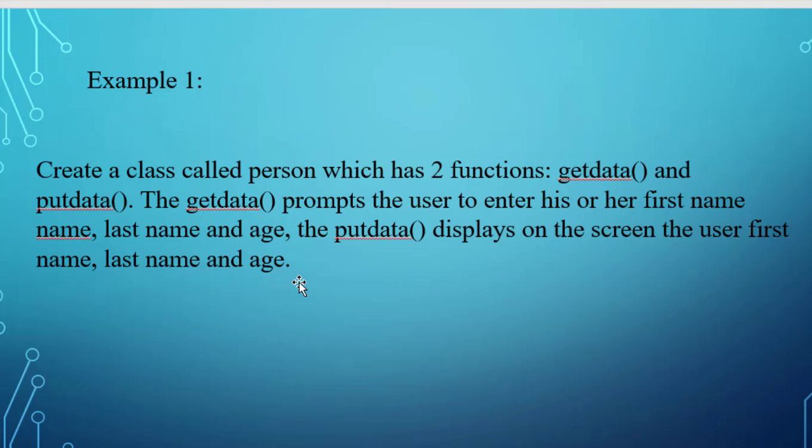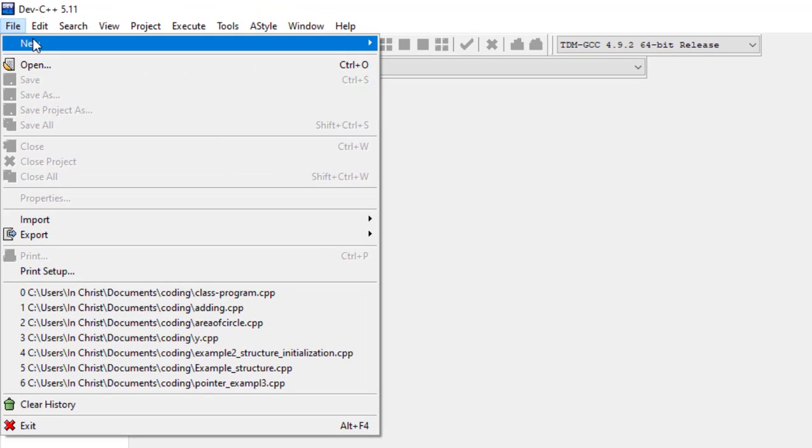Now we are going to see how to work with this program by using a class. Let me now open Dev C++ as a compiler editor to write this program. So I open Dev C++, go to File, click New, go to Source File, or you can also combine Ctrl and N as keyboard shortcuts.